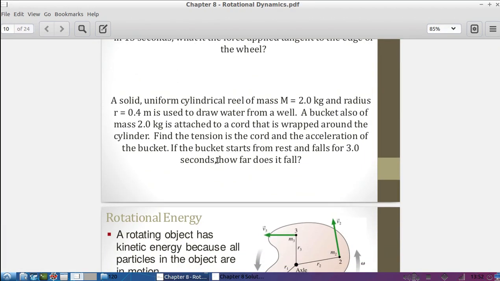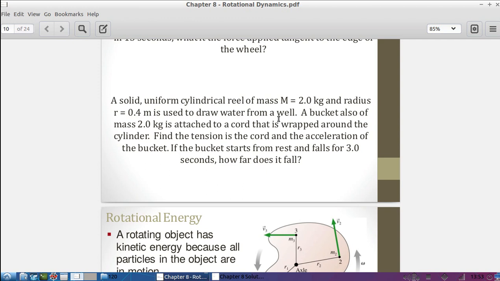Alright, second problem. We've got another disk. It's a solid cylinder. There's a mass of 2 kilograms. It's got a radius of 0.4 meters. Sometimes you'll be given that in centimeters, so watch out for that. We'll be dealing with small disks, so make sure you convert everything to meters. It's used to draw water from a well.